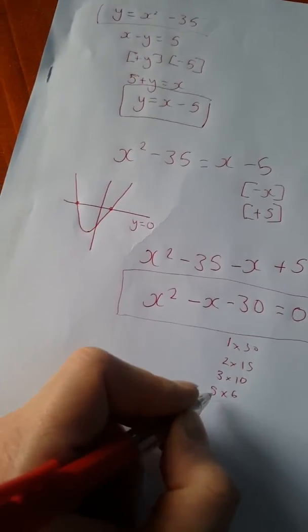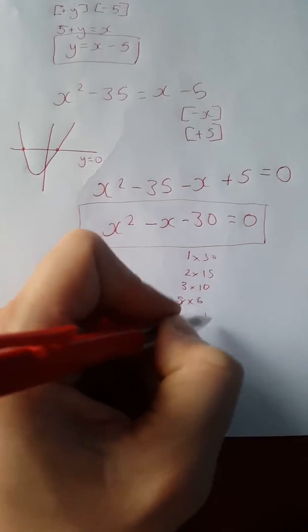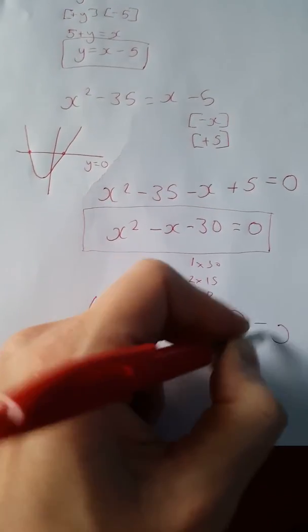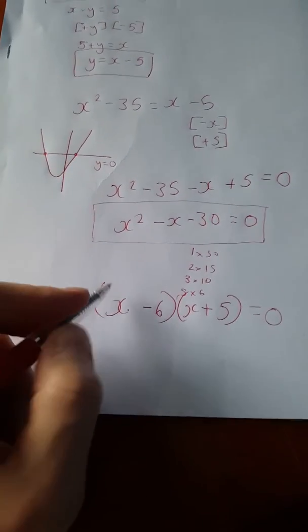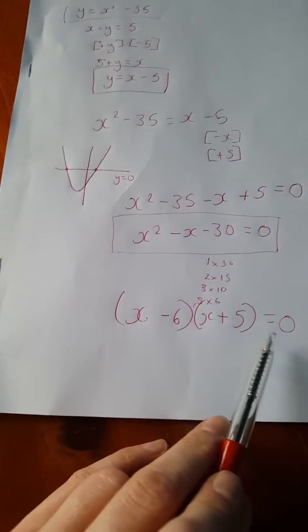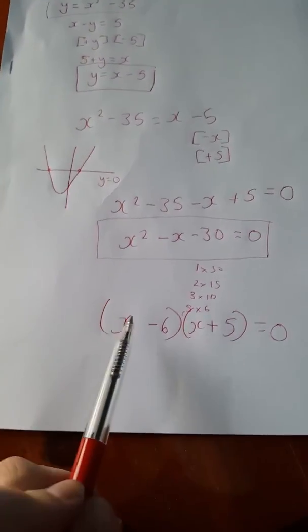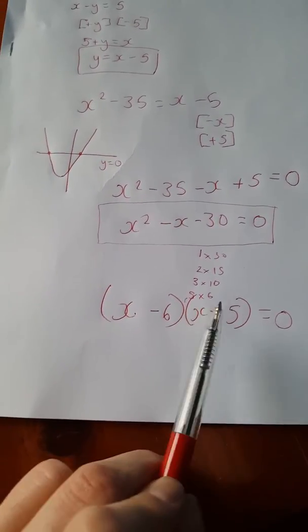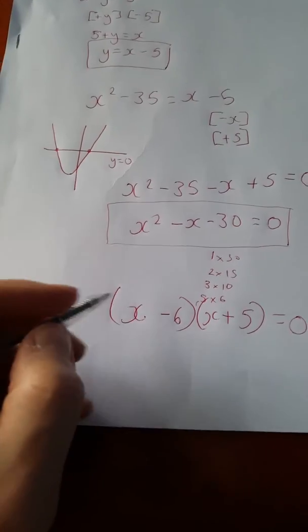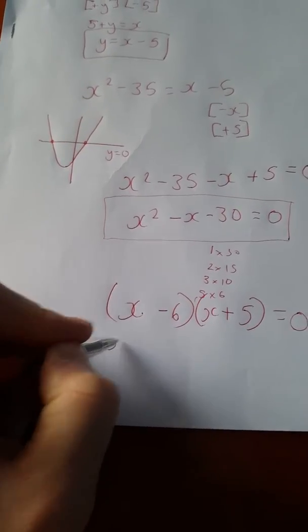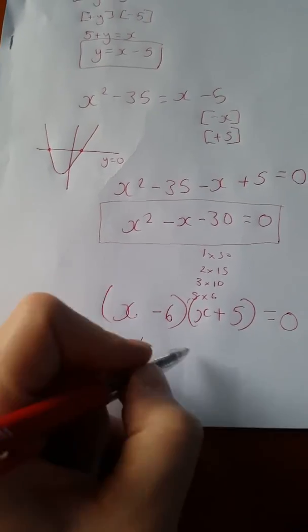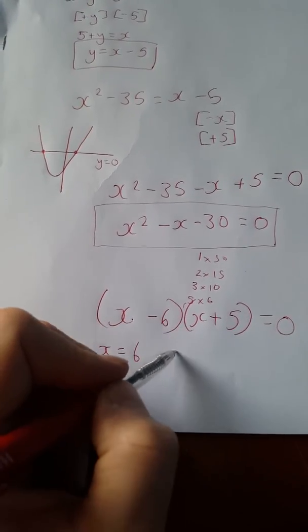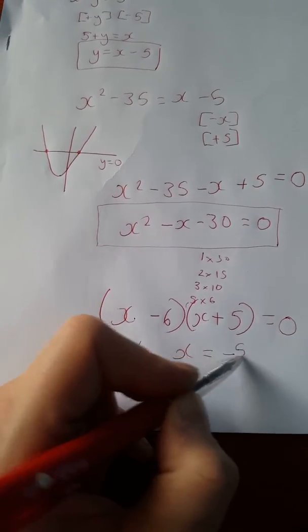And my next binomial is going to be x plus 5 equals 0. So now, to be able to make something 0, one of the objects has to be 0 that you multiply it with. So 0 times whatever number goes here equals 0. So x would have to be 6 to make this bracket 0. And now x would have to be minus 5 to make this 0.